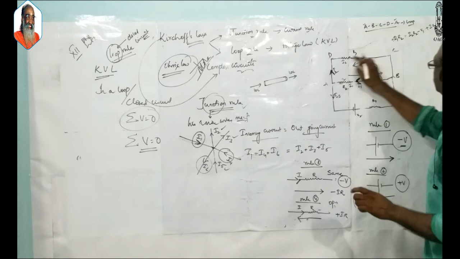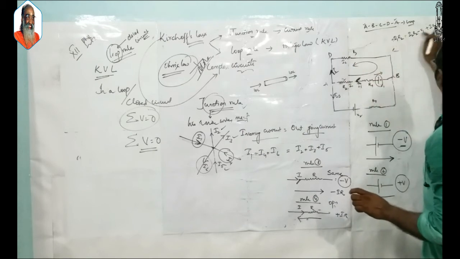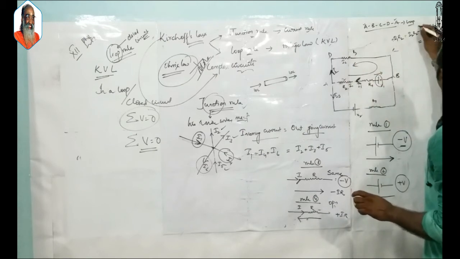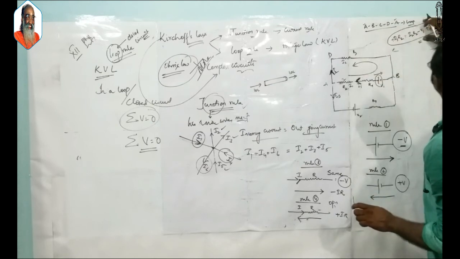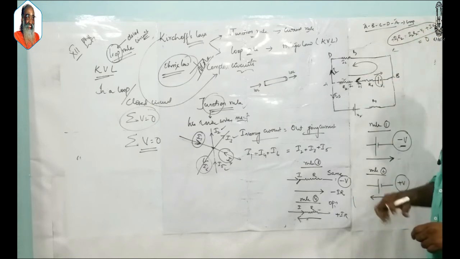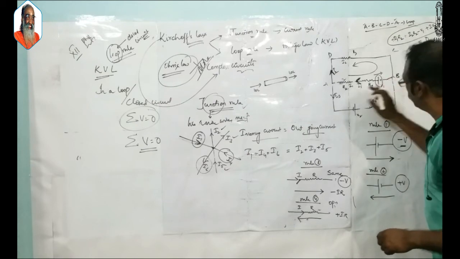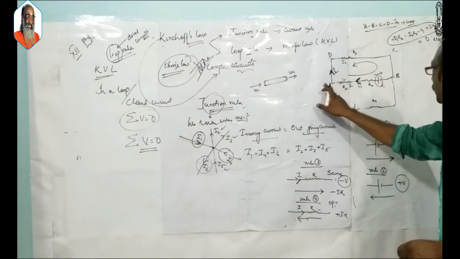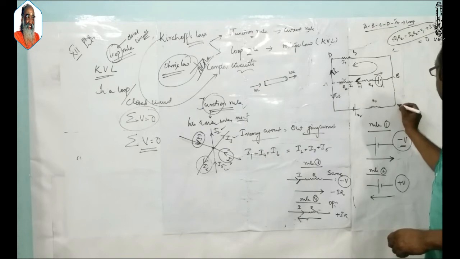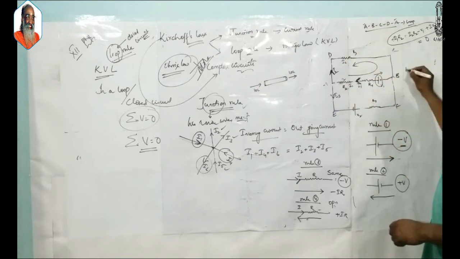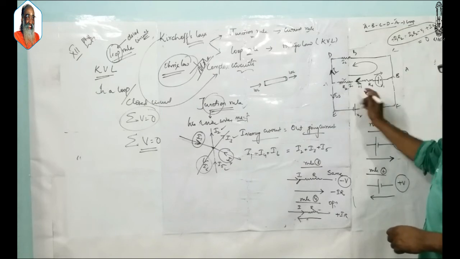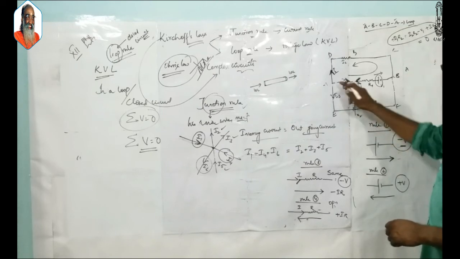So for every loop, similarly, if you consider another loop, A, B, C, D completed, now E, F. I will be moving in this direction now. A, E, F, B, A. This is one more loop. Now I want to apply Kirchhoff's rule, KVL.